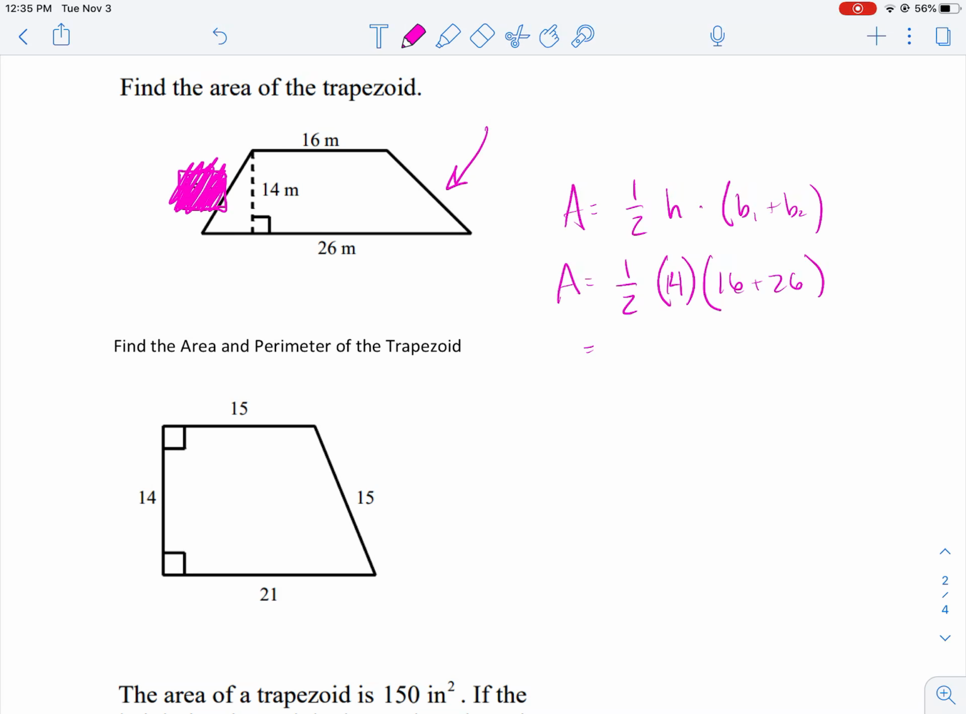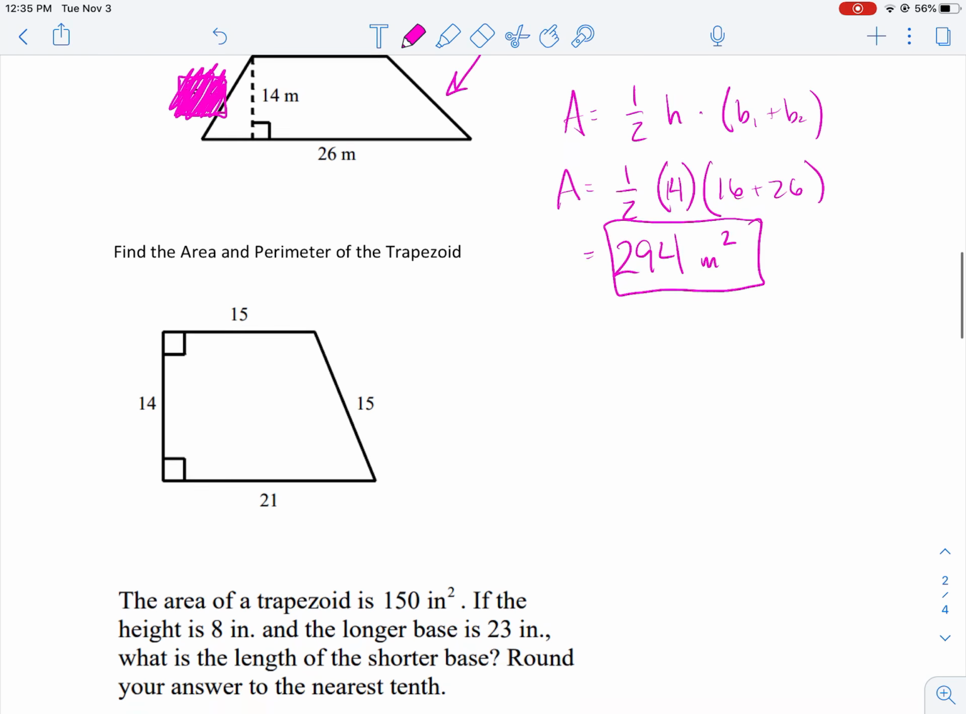0.5, 14, and you get 294, and we do have units there, so it's going to be meters squared. And we can't find the perimeter, and actually it's not even asking to find the perimeter anyway. So let's move on to the next one.